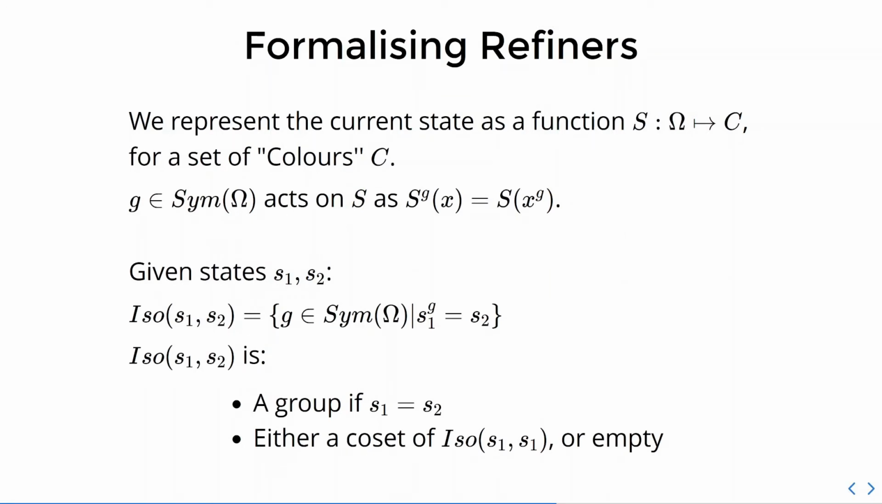So he invented this concept of what he called a refiner. These are very similar in flavour to what in constraint programming we would call a propagator. So we represent the current colours in the graph as a function from the vertices to colours, and then the symmetries permute the vertices of the graph, so they swap the colours around. And then given two coloured graphs, or two states, we say the current set of permutations we're considering are the things that map the left graph to the right graph. This is what this is saying. If the left and right graph look the same, then this will be a group. And if the left and right graph are not obviously the same, then this will either be a coset or it will be empty.